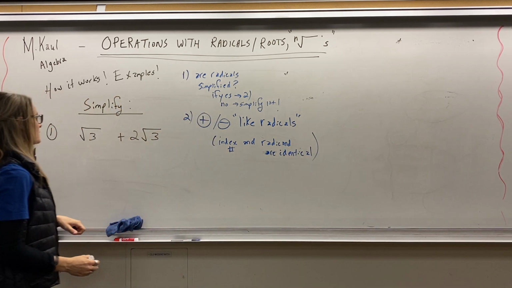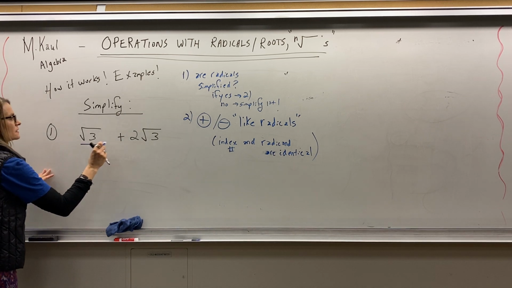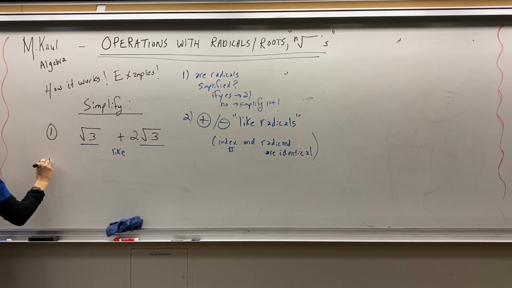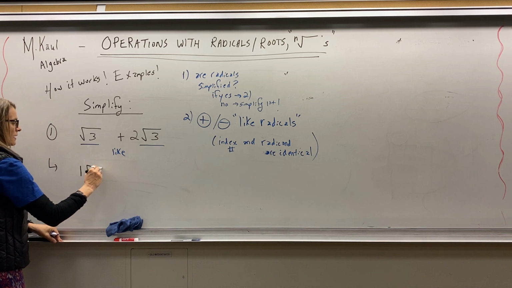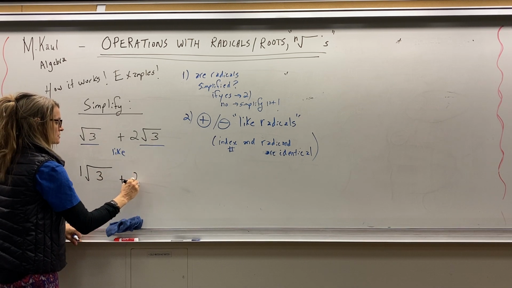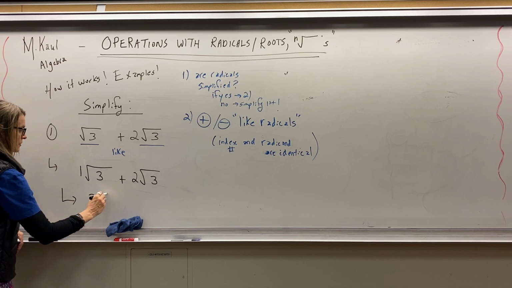Okay, so I'm going to go to the next step. I see that this and this, these are alike. So I'm going to rewrite this because a lot of people forget that there's one of these here. So if we go ahead and write in what the coefficient is, we put our 1 there, we have one of these square roots of 3's plus 2 of these square roots of 3's will give us 3 square root of 3. Okay, and that's our final answer here.